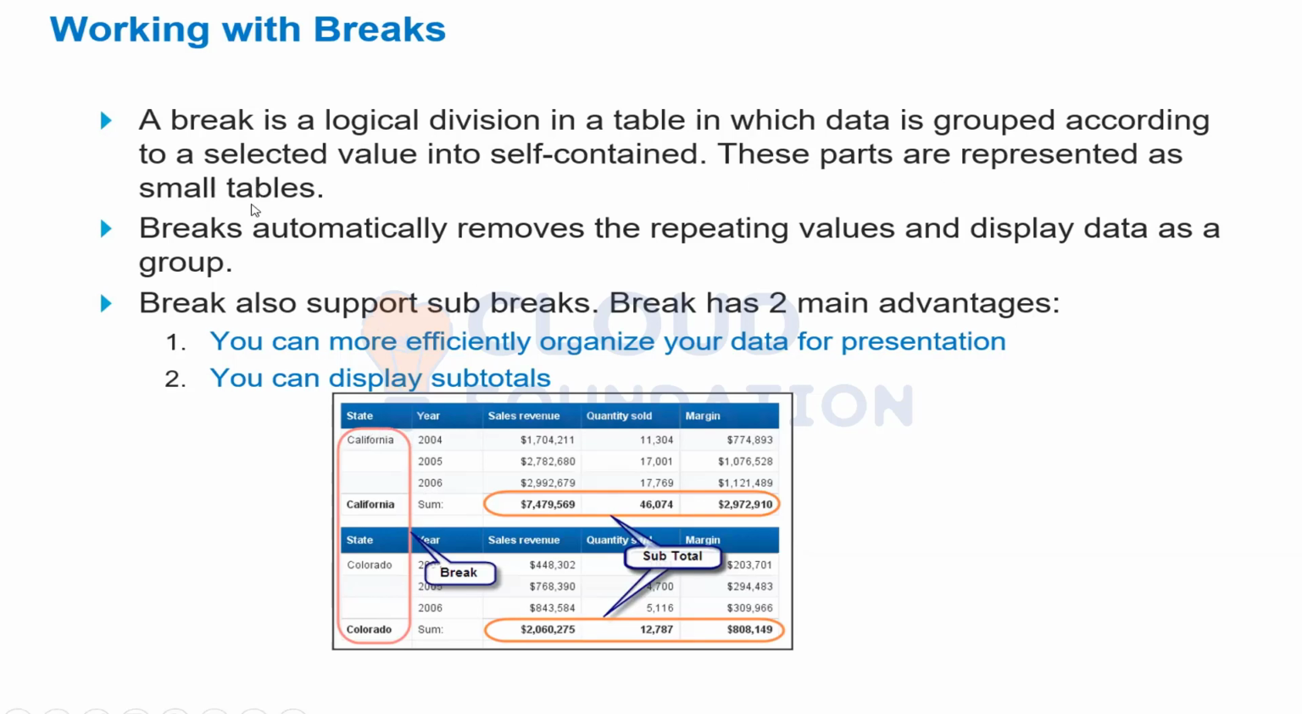It is not appearing outside as a section. So these parts are represented as small tables. So one big table is again split into multiple small tables. We can assume it like that. Breaks automatically remove the repeating values. If you see California, it should appear as California in the second row and third row also. But what breaks do is automatically remove the repeating values and display data as a group. So this is all related to California and this is all related to the next group.